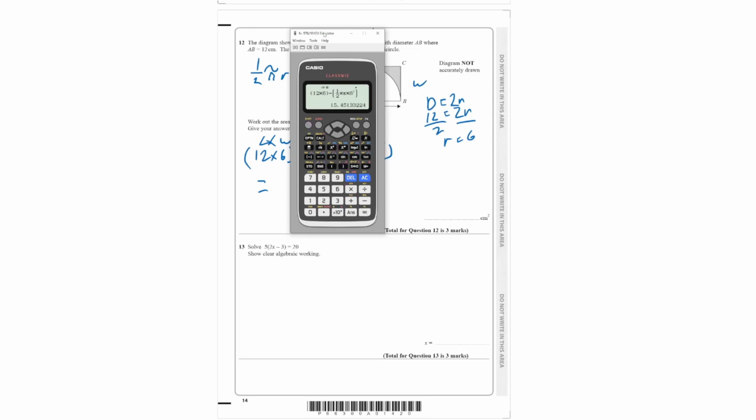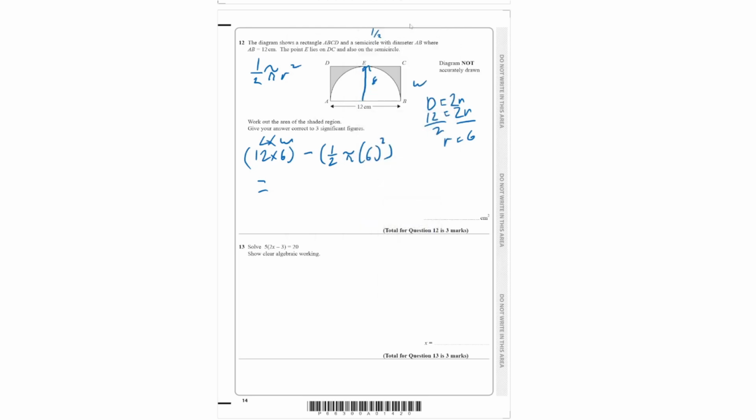We get 15.45. 15.45 to three significant figures. So that's 1, 2, 3. 1 to 4 we round down. 5 to 9 we round up. And since this is 5, we round up. So we get 15.5 centimeters squared.